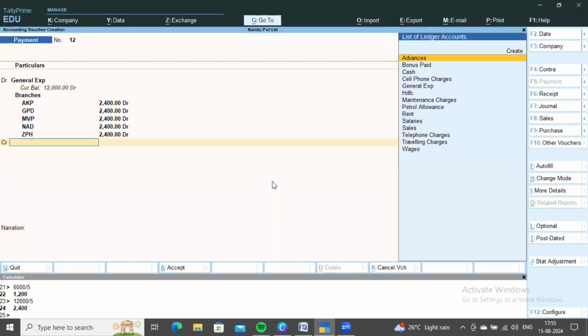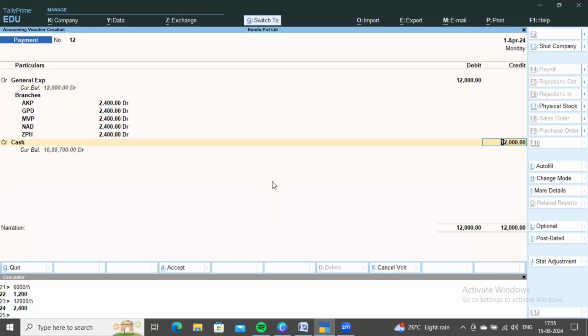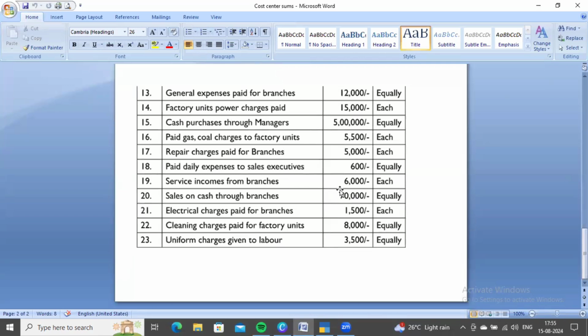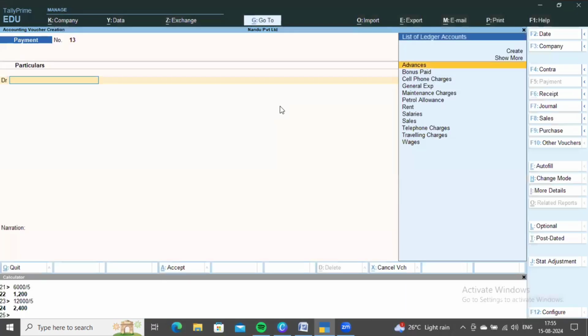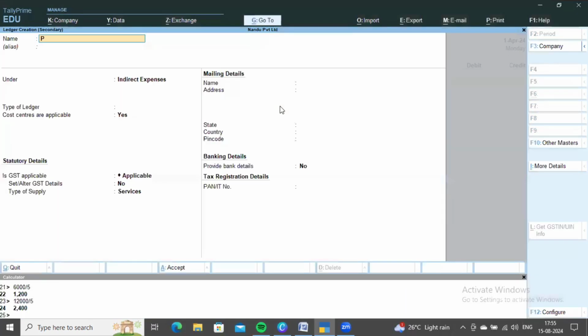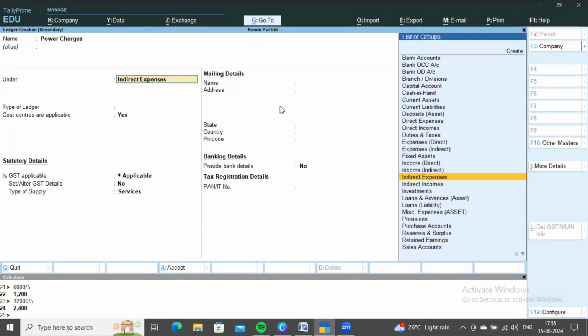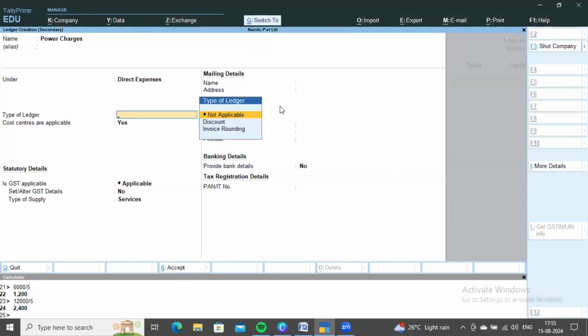Then press Ctrl, and it is also a cash payment. Next, factory units power charges paid. Yes, power charges have been paid to the factory units category. You need to create power charges, which come under direct expenses because these power charges are incurred on the factory, right? That is nothing but direct expenses.